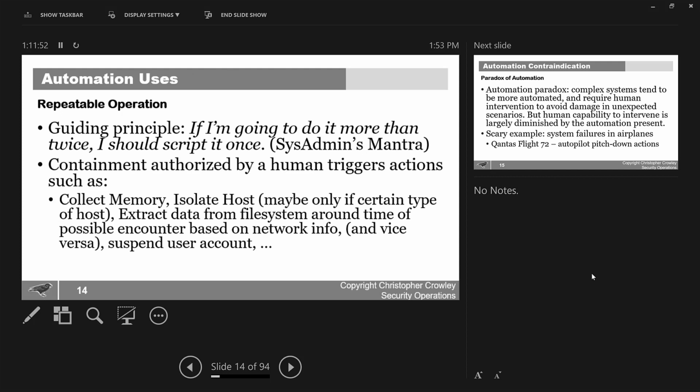Okay? For automation, the idea of this is anything that I'm going to end up needing to do multiple times, I should think about how to automate that. This is like this guiding principle for systems administrators. If I'm going to do it twice, I should think about scripting it, and so I only have to script it once.